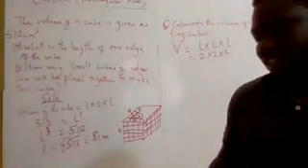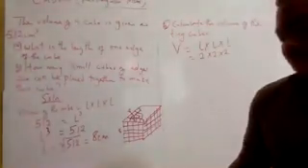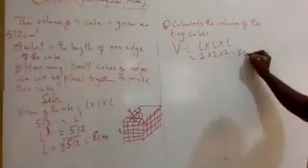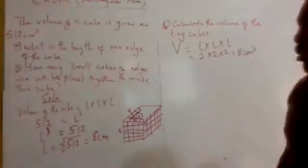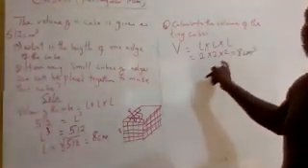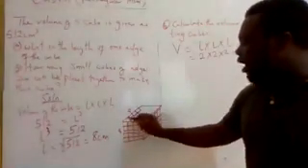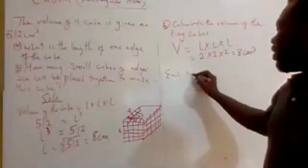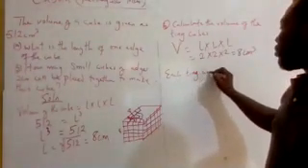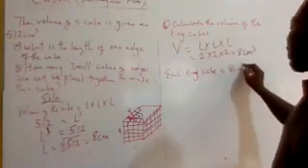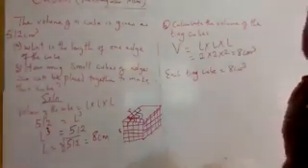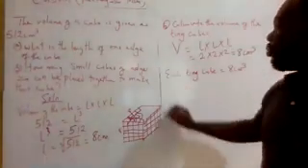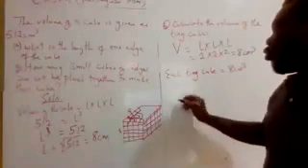And that will give us 8 centimeters cubed. So in that, what it means is that every tiny cube is equal to 8 centimeters cubed. So that means in order for you to get the number of small tiny cubes in the big cube, it will be what?